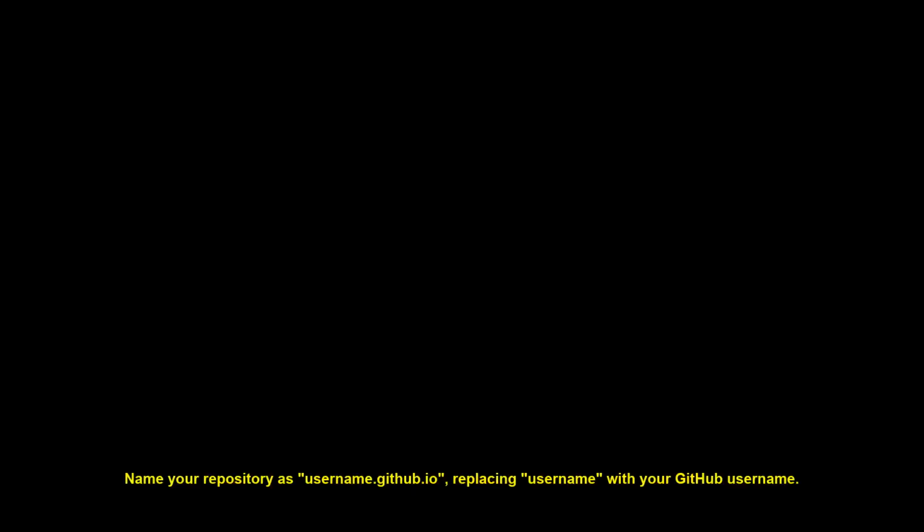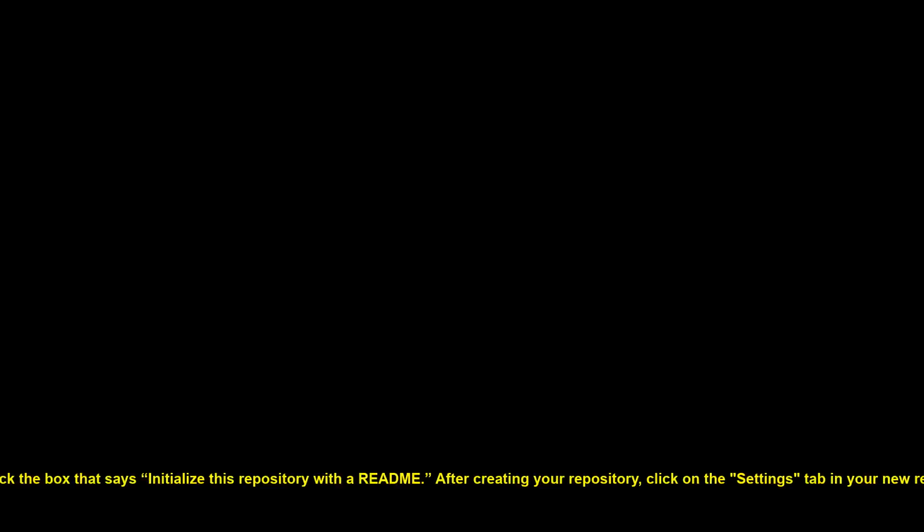Name your repository as username.github.io, replacing username with your GitHub username. Make sure to set the repository to public. Now, check the box that says Initialize this repository with a README.